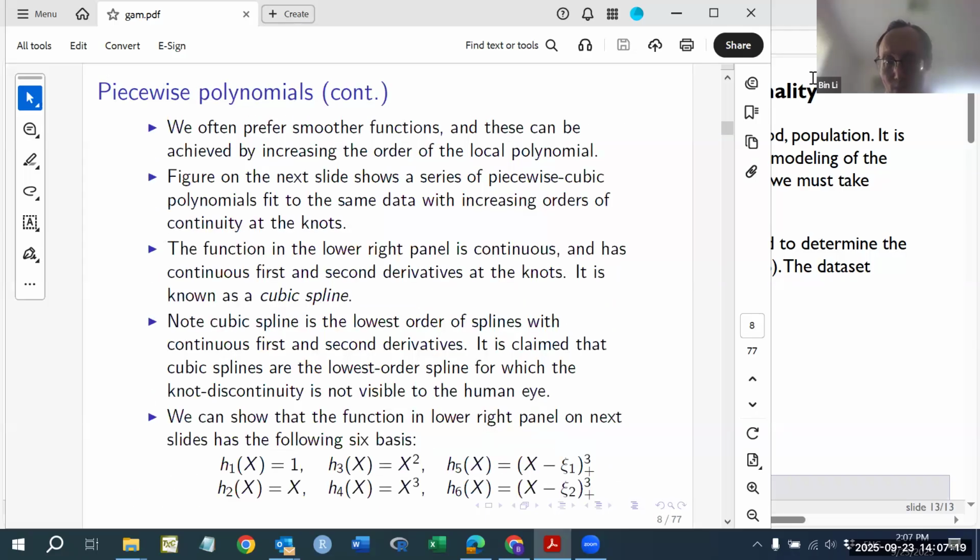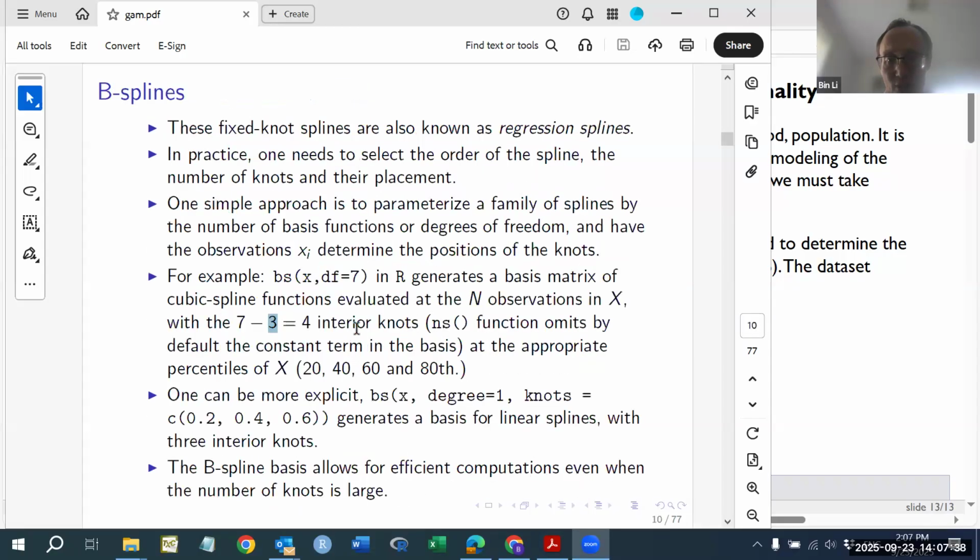Remember the basis? We have 1, 2, 3. We didn't consider the intercept. We just consider these 3. So we have 3 degrees of freedom for these. That's why we subtract 3, and then we got 4 left. So that means we have 4 interior knots. Where do we place them? We place them at the 20th percentile, 40th percentile, 60th percentile, and 80th percentile.